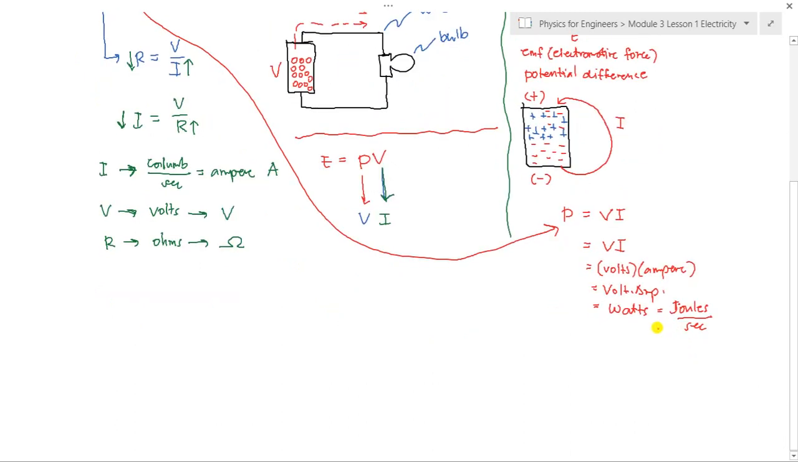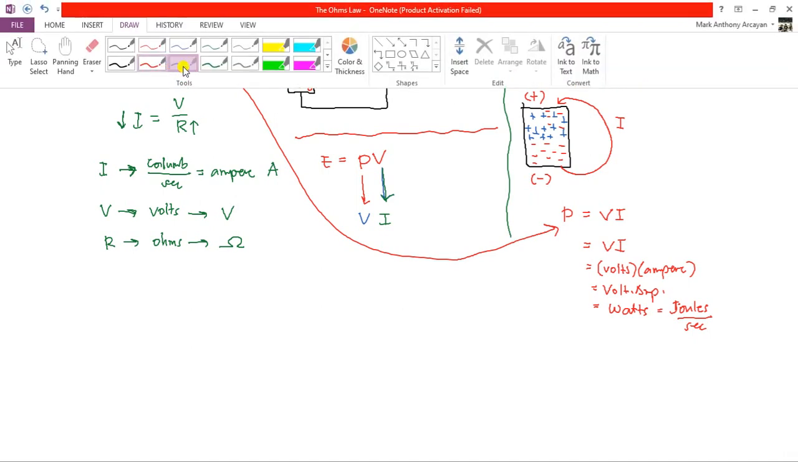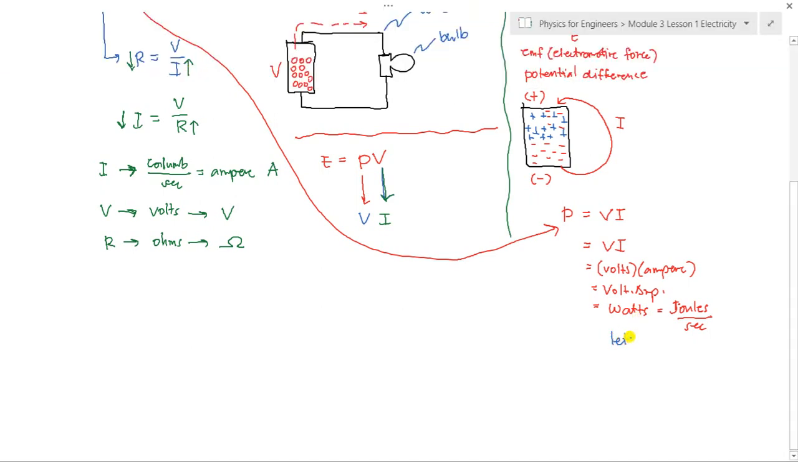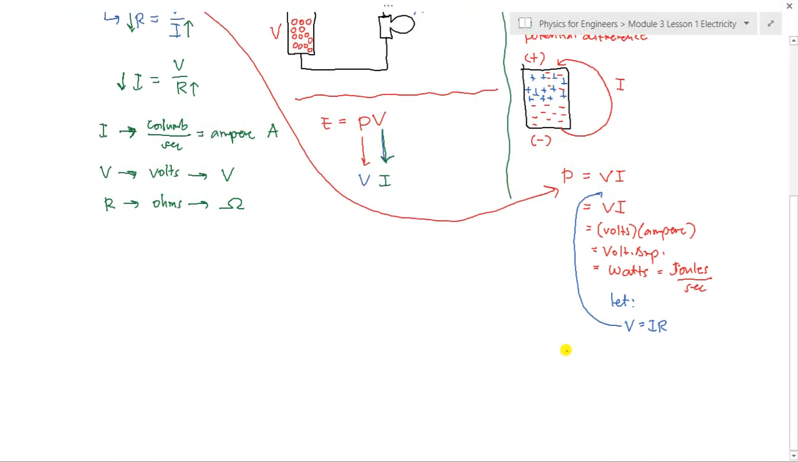So if we let V equal IR, we substitute this V in our formula, so that power is equal to IR times I, or that is I squared R. Again, it is the same thing. You can use it if you are given an electrical circuit with no voltage but you have resistance and current, then you can still solve.